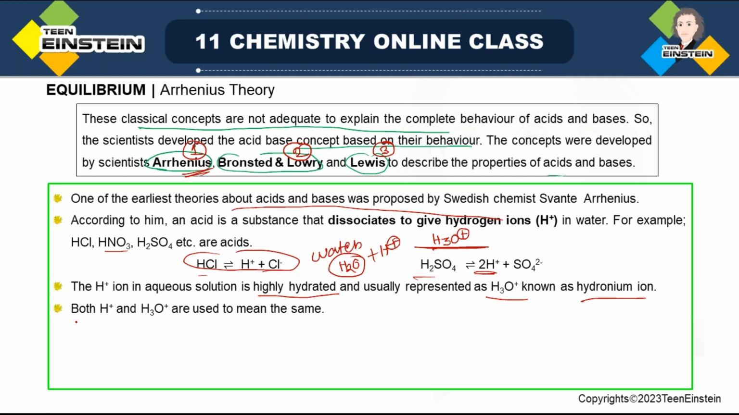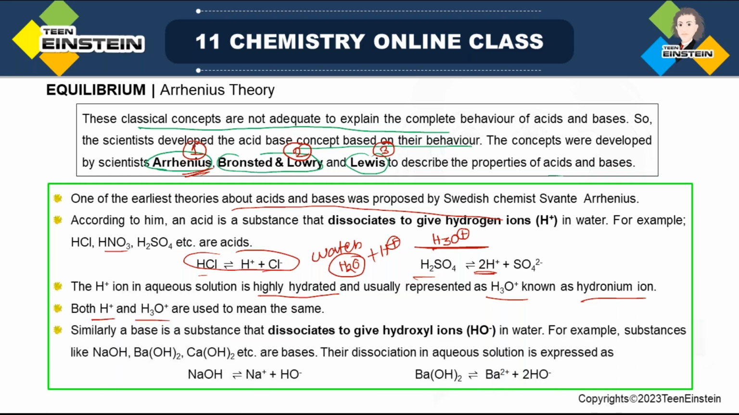Further discussion will proceed in the next classes based on ionic equilibrium. Mostly you have to consider that sometimes H plus will be used, sometimes H3O plus will be used, but actually they mean the same thing, fine, proton or hydronium ion. So this is all about acid.